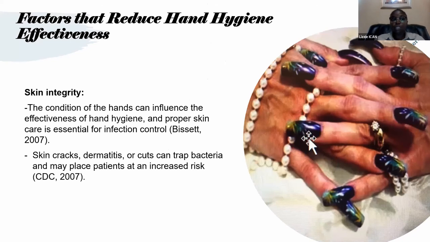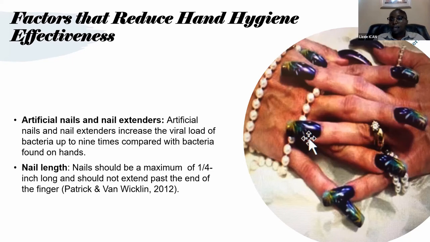And then the other factor which reduces hand hygiene effectiveness is skin integrity. The condition of the hands can influence the effectiveness of hand hygiene, so proper skin care is essential. If you have cracks, dermatitis or cuts, they can trap bacteria and place patients at an increased risk. The other factors are artificial nails and nail extenders, because they increase the load of bacteria up to 9 times compared with the bacteria found on natural hands. We encourage that nails should be kept at a maximum of 1/4 inch long, and they should not extend past the end of the finger.